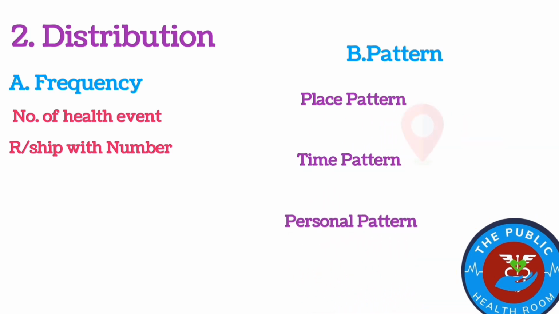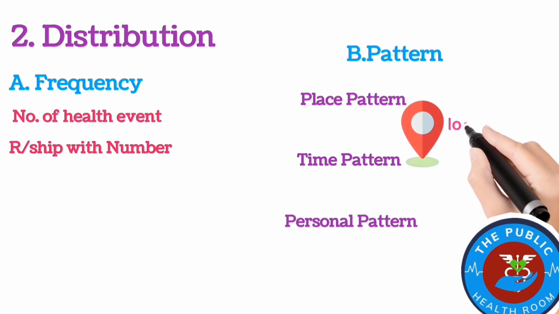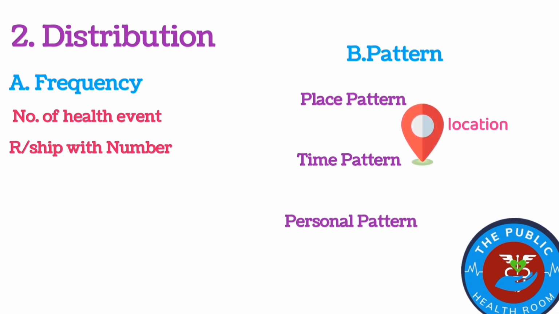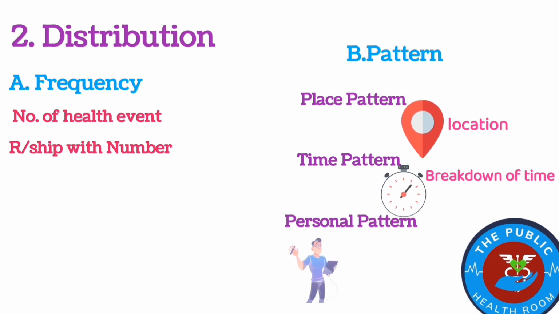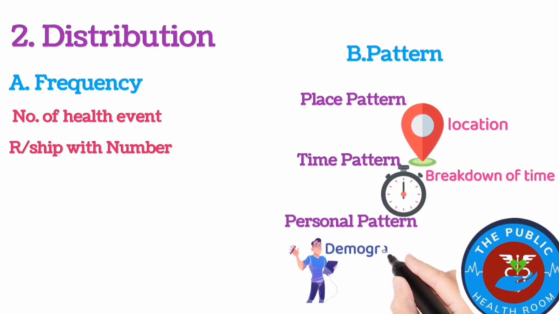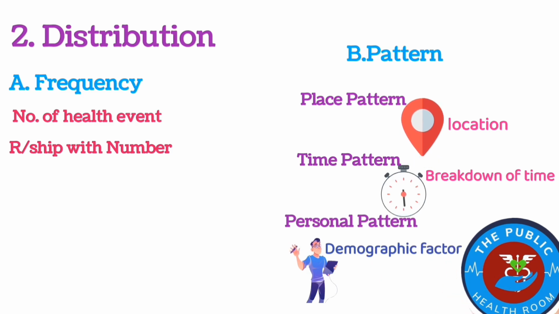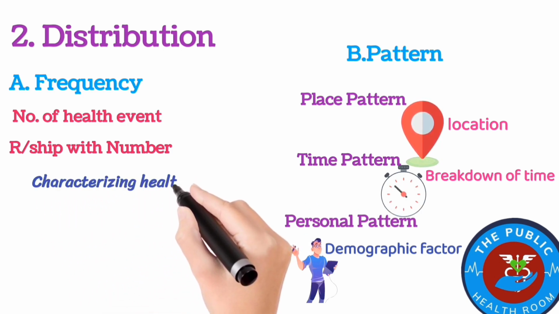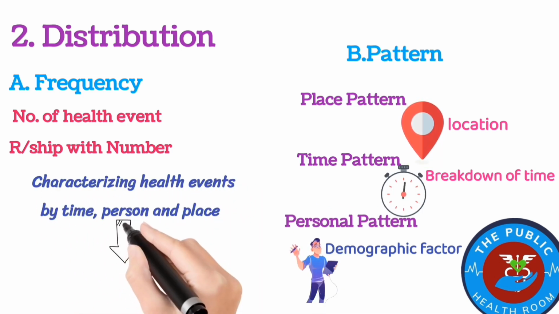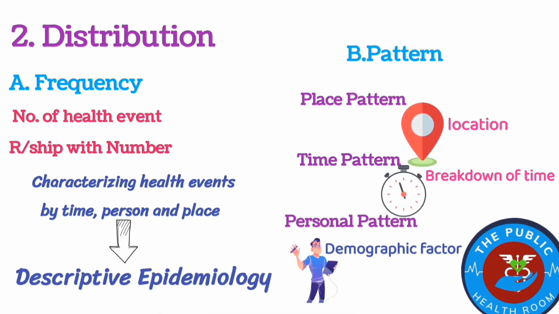Place patterns include geographic variation, urban or rural differences, and the location of work sites or schools. Time pattern may be annual, seasonal, weekly, daily, hourly, weekday versus weekend, or any other breakdown of time that may influence disease or injury occurrence. Personal pattern or characteristics include demographic factors which may be related to risk of illness, injury, or disabilities such as age, sex, marital status, socioeconomic status, as well as behaviors and environmental exposures. So characterizing health events by time, place, and person are the activities of descriptive epidemiology.